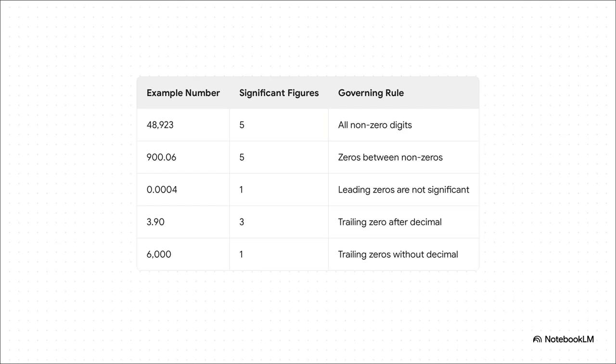See 48,923? All 5 of those digits are important. Now look at 0.0004. Here, only the 4 is significant. The other zeros are just there to hold the place. But then you have 3.90. That 0 at the end, it is significant, all because of that decimal point. It's telling us the measurement was precise right up to that hundredths place.